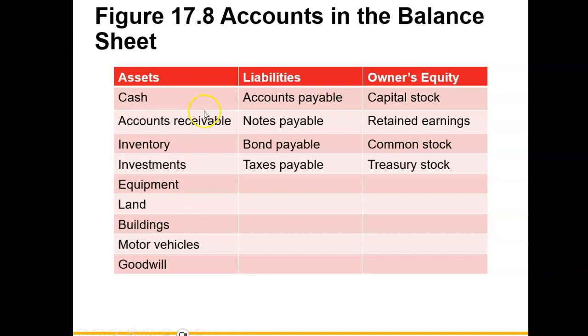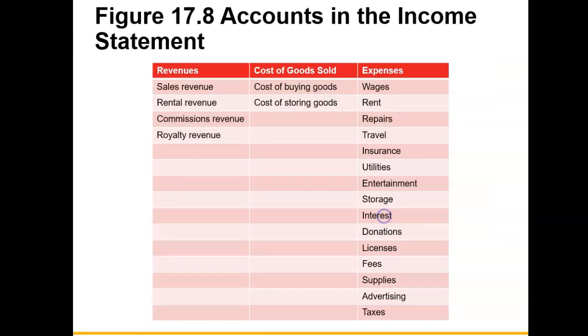Okay? Next, we have different accounts that you will see on a balance sheet. This first category shows different types of assets. The second category shows different types of liabilities. And the third group shows your different types of owner's equity. And again, as you take your applied accounting and financial accounting course, you'll learn more about these different terms.